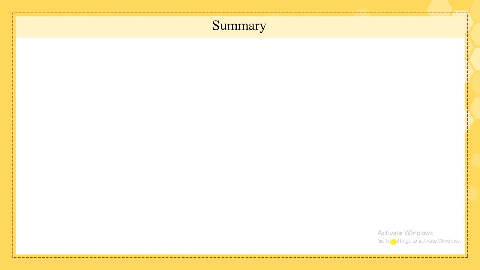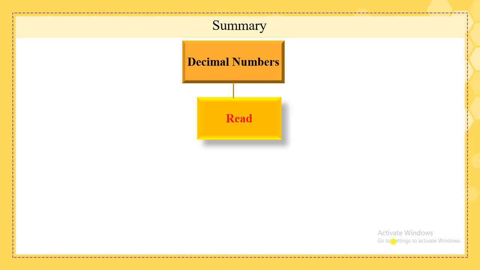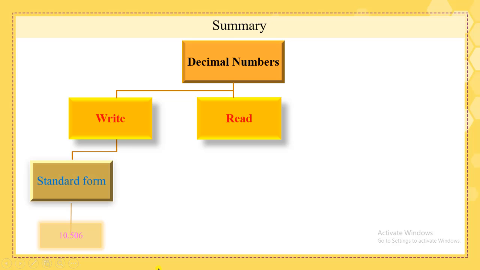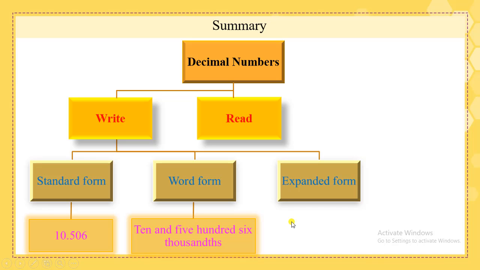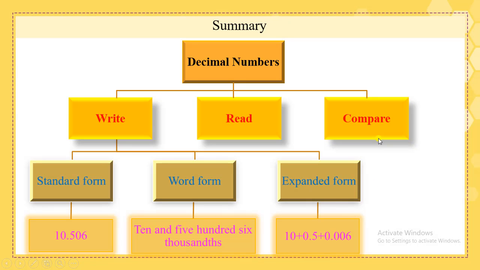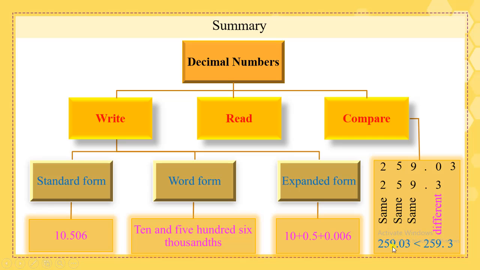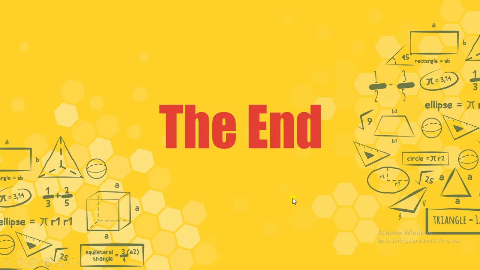As a summary, in this chapter we learned how to read a decimal number, how to write it in standard form 10.506, in word form 10 and 506 thousandths, in expanded form 10 plus 0.5 plus 0.006. We also learned how to compare them. 259.03 is less than 259.3. Thank you for following.